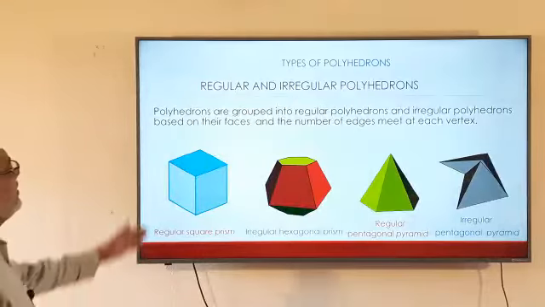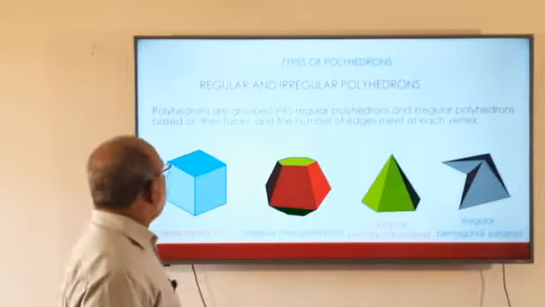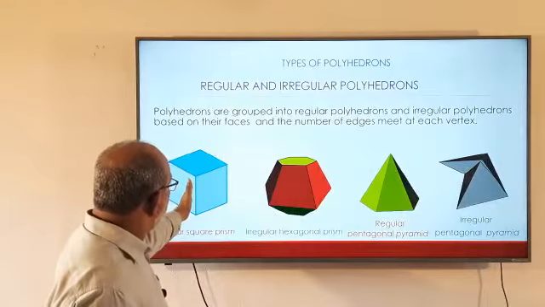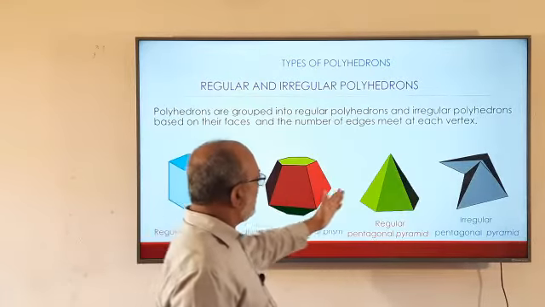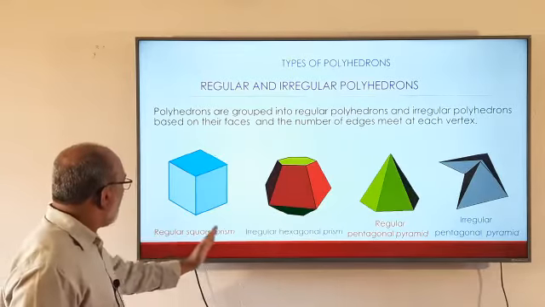Now let's see another classification, that is regular or irregular polyhedrons. Here you can see regular, irregular, regular, irregular. See the difference. It's a regular square prism.